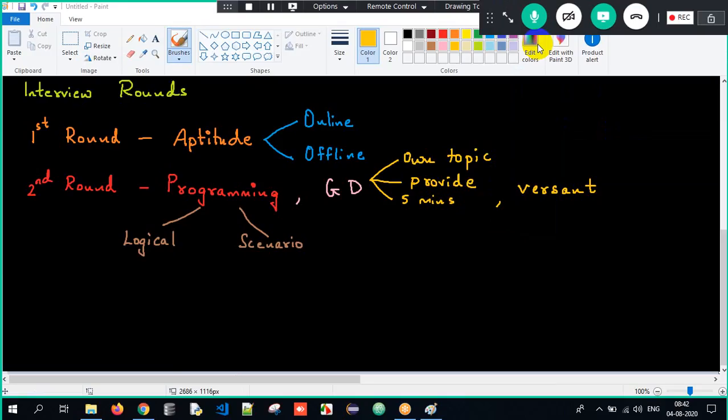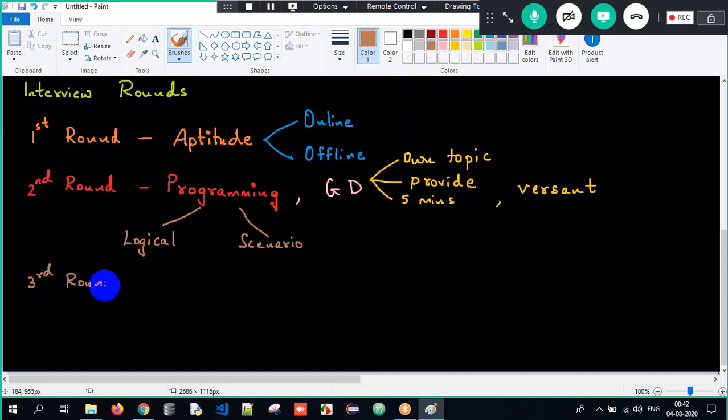So these are the possibilities for the second round. It might either be the programming execution round, the GD round, or the Versant round. Based on many previous companies, this is the flow I am trying to tell here. And what will be the third round, sir?